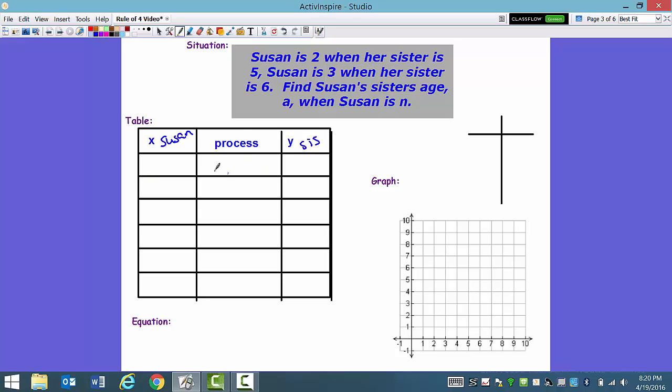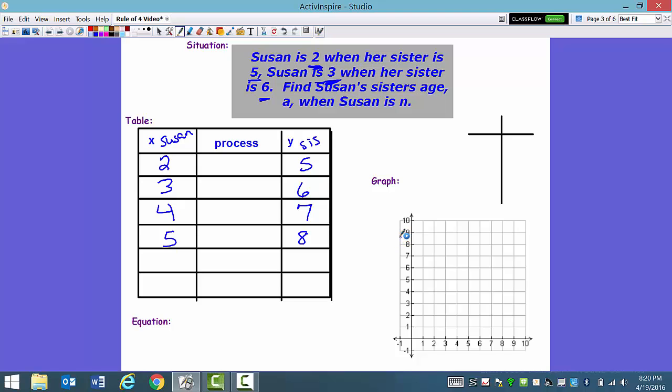So we don't know the process yet, but let's go fill in the values that we do know. We know that when Susan is 2, her sister is 5. When Susan is 3, her sister is 6. How old do you think her sister will be if Susan is 4? Well, if you follow the pattern, it would be 7. What about if Susan was 5? Again, follow the pattern, and you would get 8.